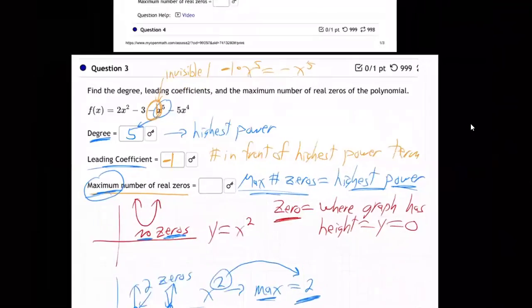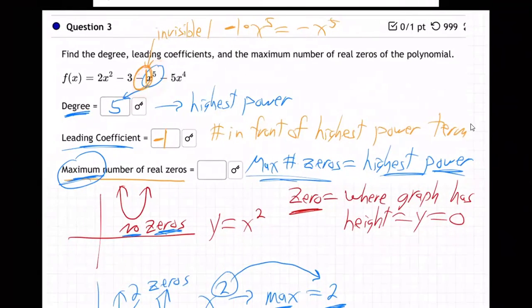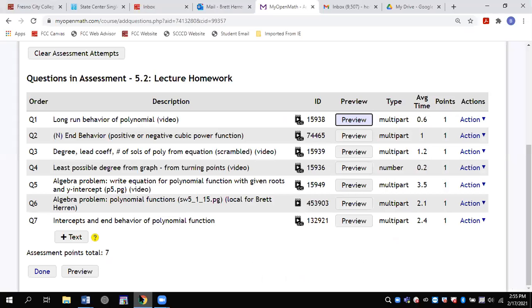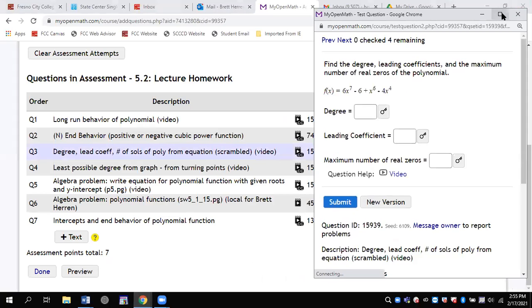So what's the power on ours? 5. So this must be 5, maximum number of zeros. Let's go see that on the actual question. Let me go there. There it is, number 3.